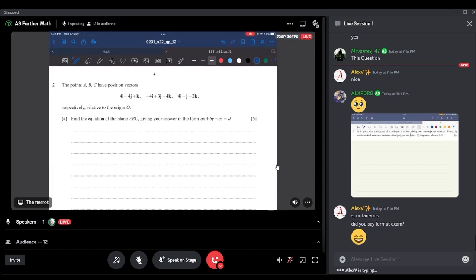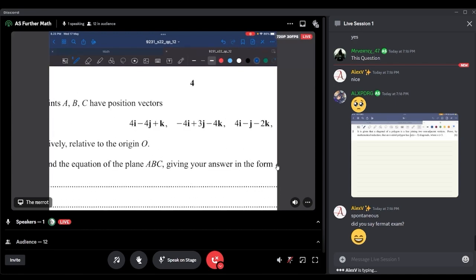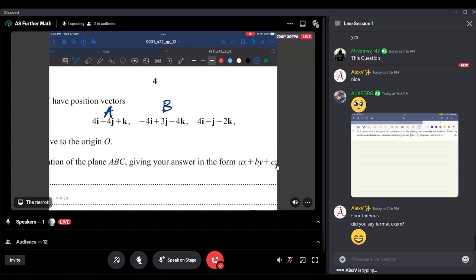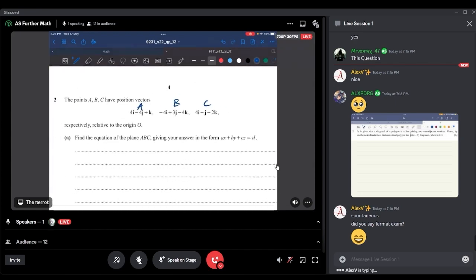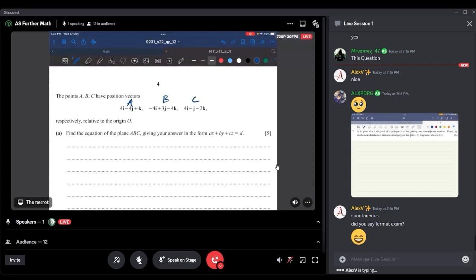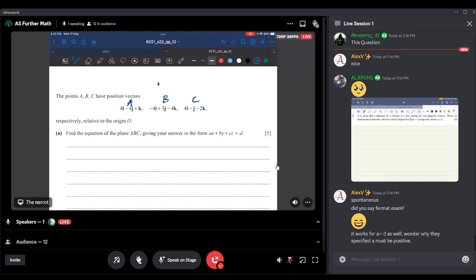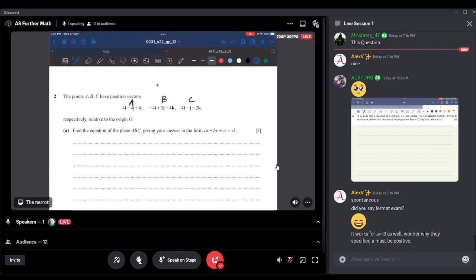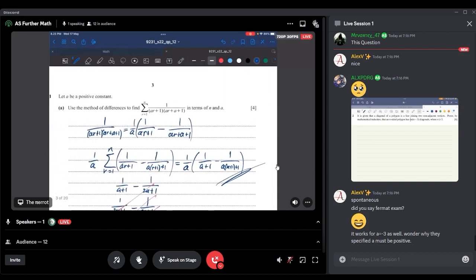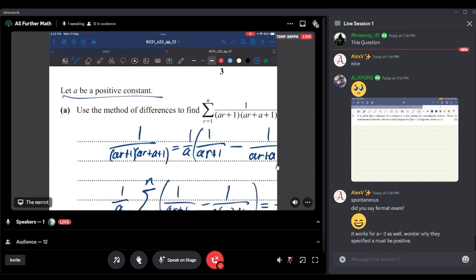Right, so we have the points A, B, C as position vectors here. They're all relative to the origin. Now we have to find the equation of the plane ABC, giving your answer in the Cartesian form. It works for A minus 3 as well. Wonder why I specified A must be positive. Yeah, A is positive here.